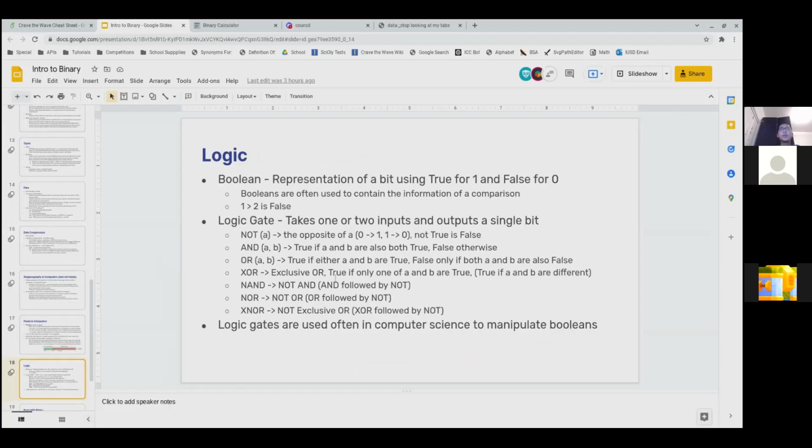And then logic, so Boolean representation. Booleans are representation of a bit using true and false. For example, 1 is greater than 2, that's a false statement, so that's represented by 0. And 1 less than 2, that's a true statement, and that would be represented by 1. A logic gate takes 1 or 2 inputs and outputs an output, which is another Boolean. For example, NOT of a single number is the opposite: 0 goes to 1 and 1 goes to 0. And there's plenty of logic gates because there's plenty of use cases.